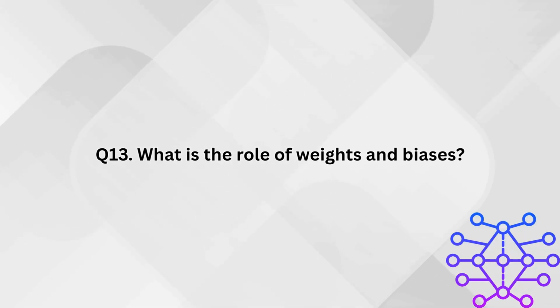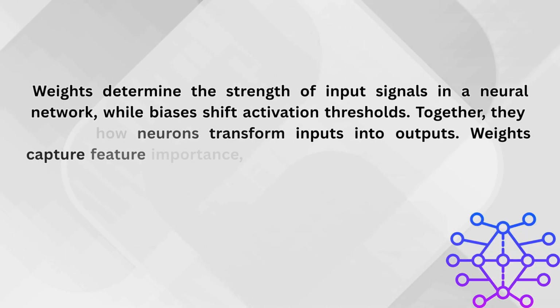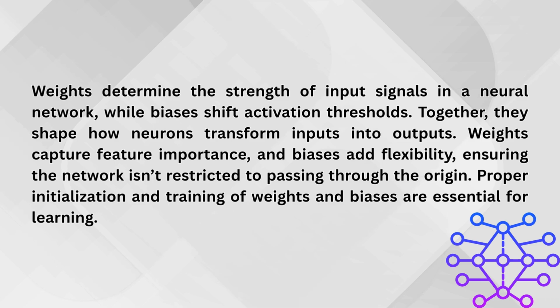What is the role of weights and biases? Weights determine the strength of input signals in a neural network, while biases shift activation thresholds. Together, they shape how neurons transform inputs into outputs. Weights capture feature importance, and biases add flexibility, ensuring the network isn't restricted to passing through the origin. Proper initialization and training of weights and biases are essential for learning.